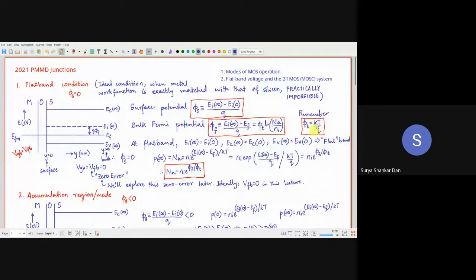This phi t is, remember, kT by q. First, tell me: when we will soon be applying the voltages and see how the bands bend and all that, why is EF always constant?